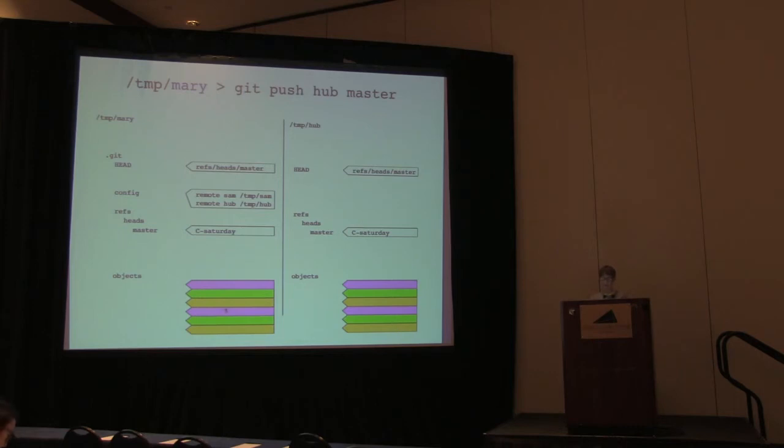So let's think about what's going to happen. It's going to take all my objects and put them in the hub repository. It's going to take Saturday, which is my latest commit, and make the commit on the master on hub point at Saturday as well. And then it's going to point head at master too. Notice there's no working copy changes because there is no working copy. So that does push, and that's how that works. And that's what happens, I expect, when you push to GitHub.